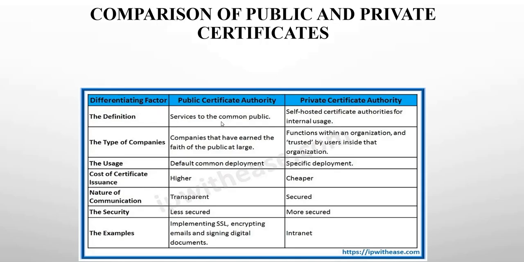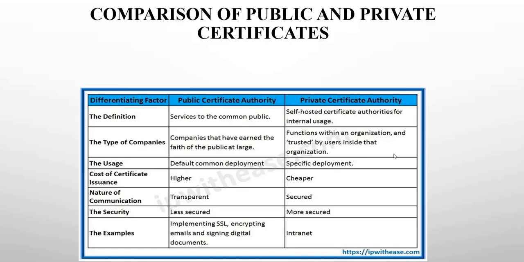The public certificate serves the common public, so everyone can easily access this certificate. And the private certificate is issued by self-hosted certificate authorities for internal usage only. The private certificate cannot be used outside, but a public certificate can be used anywhere. Next, the type of companies that have earned the faith of the public at large are trusted. In the private certificate, it is trusted only inside the organization, and the functions are also organized within organization members only.